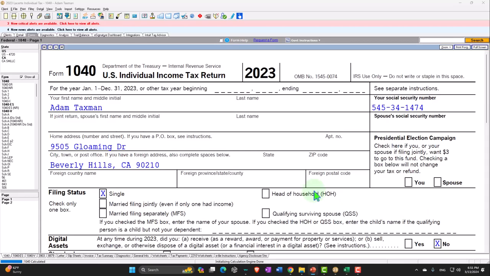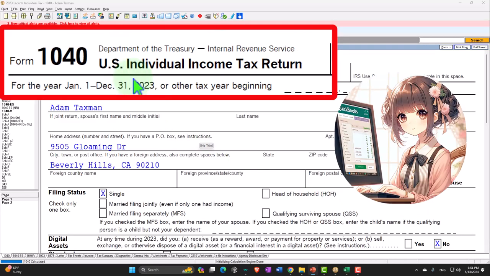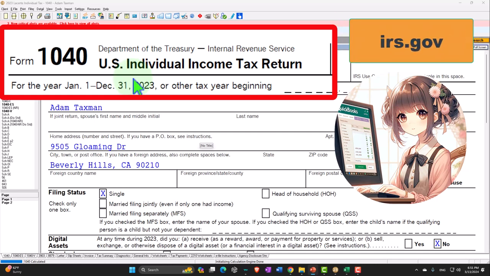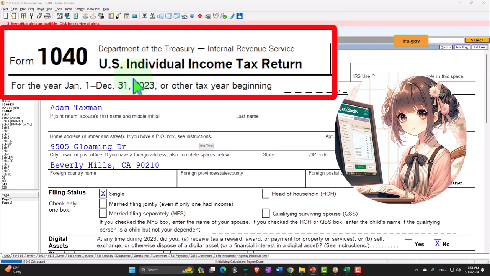Here we are in our Form 1040 example problem using Lacerte tax software. You don't need tax software to follow along, but if you have access to tax software, it's a great tool to run scenarios with. You can also get access to forms, schedules, and instructions at the IRS website, irs.gov.